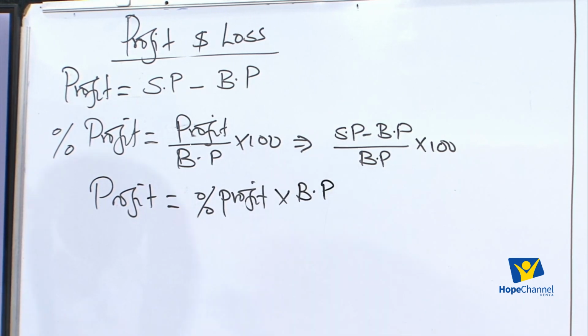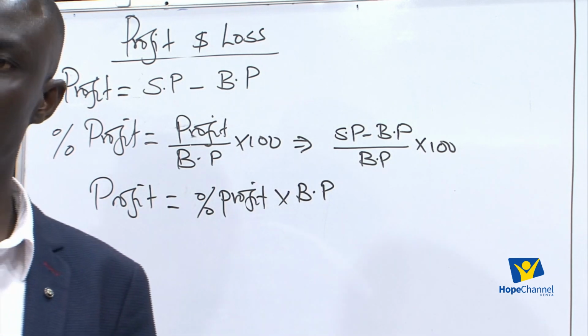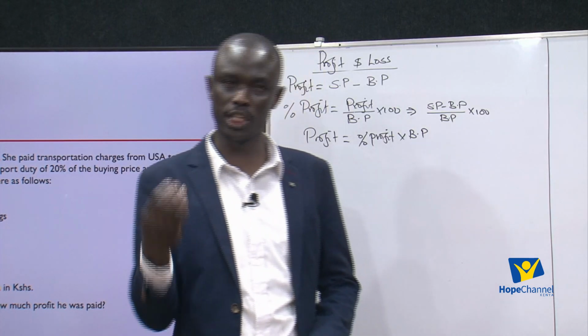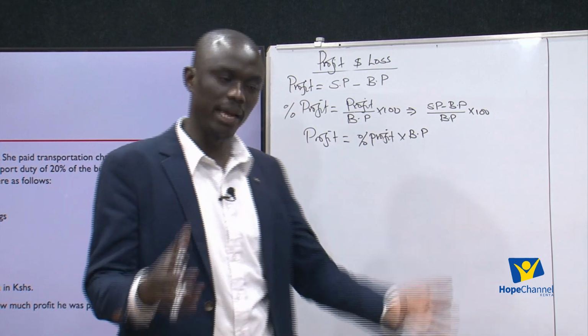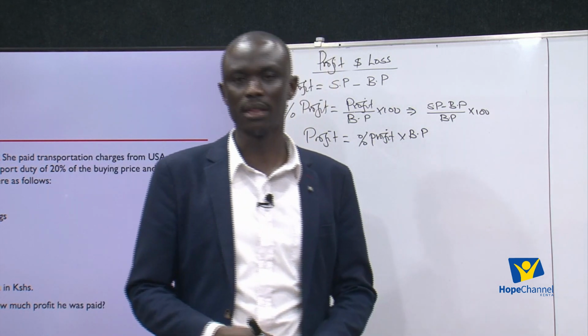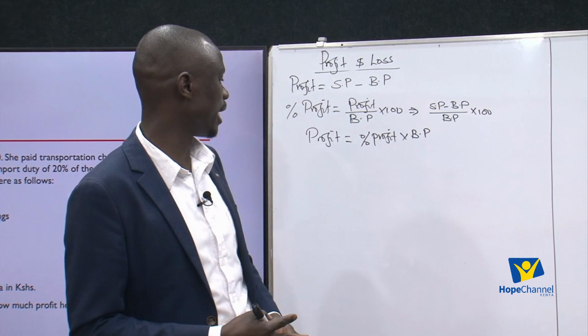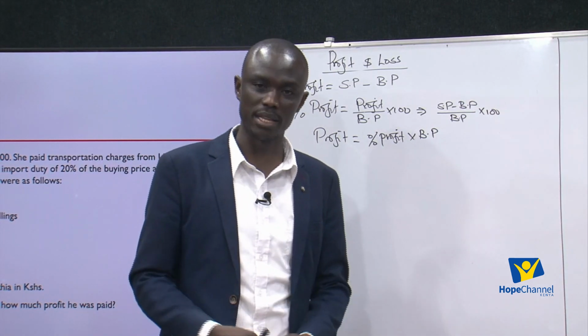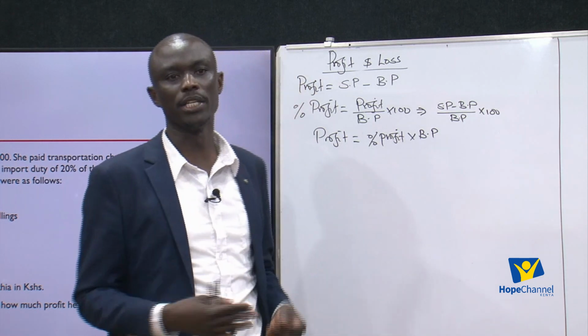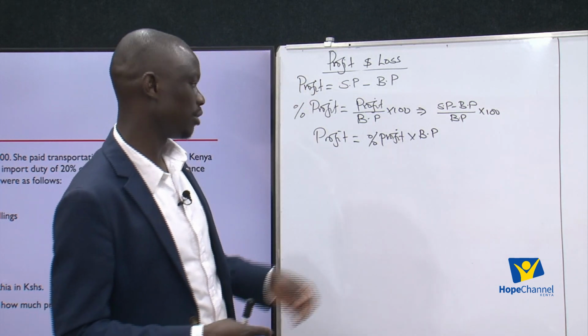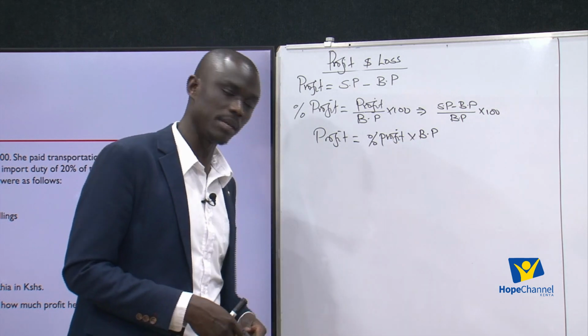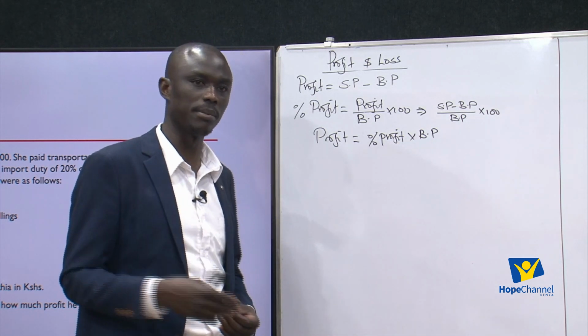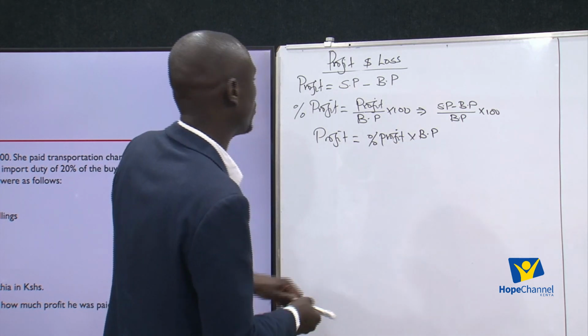Then you multiply by the buying price so that you can know how much profit you made in terms of Kenya shillings. Because an item can be bought at 100 shillings, then the retailer sold it, making a profit of 20 shillings, so 20%. You just take that 20% times the buying price, and that will give us the profit.